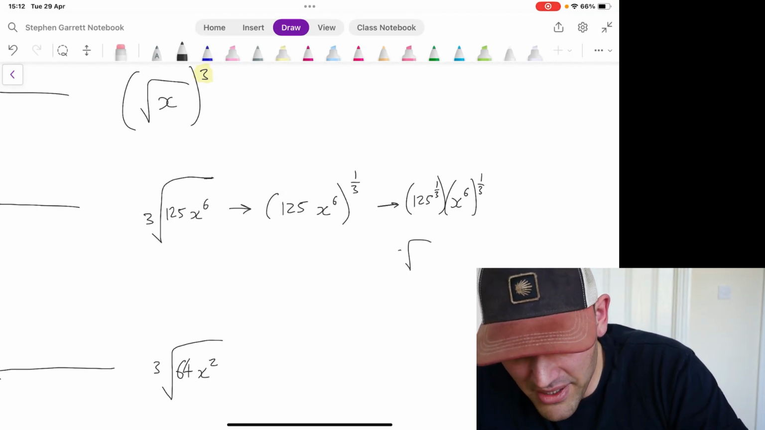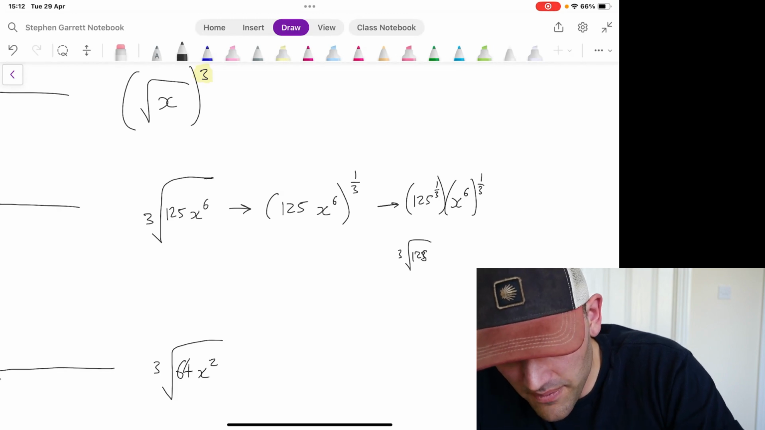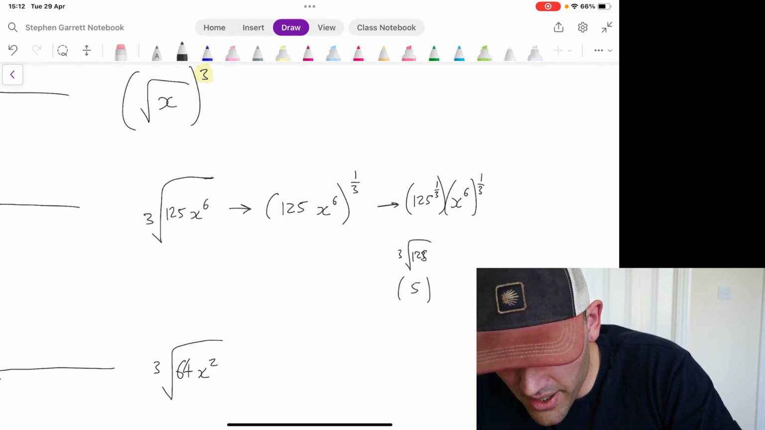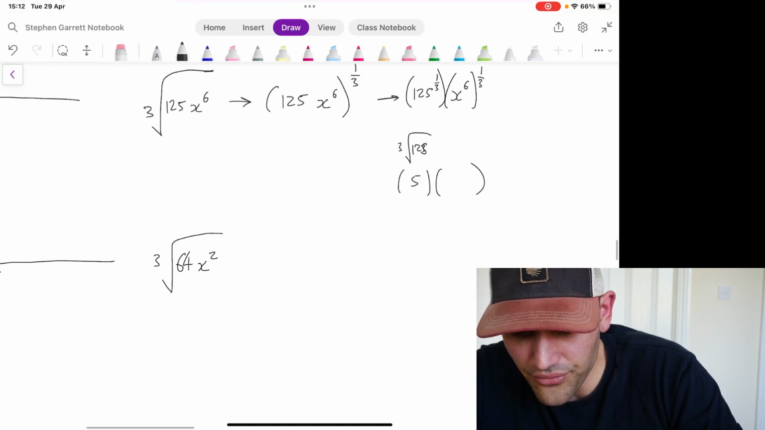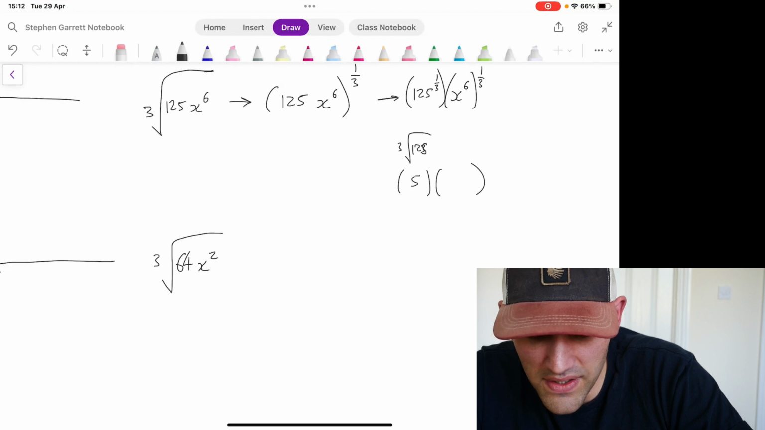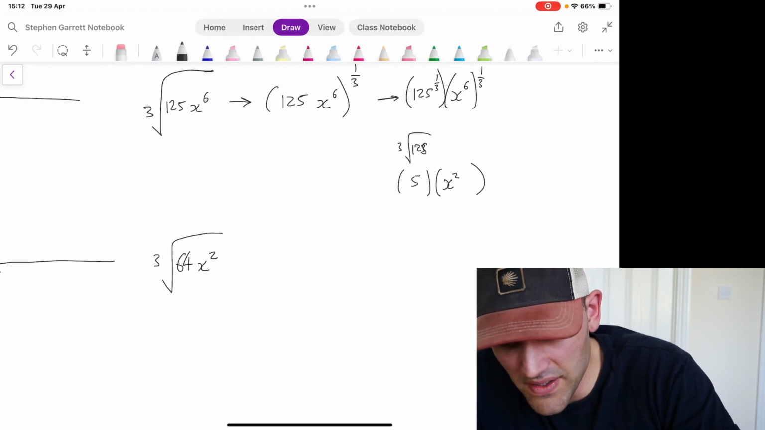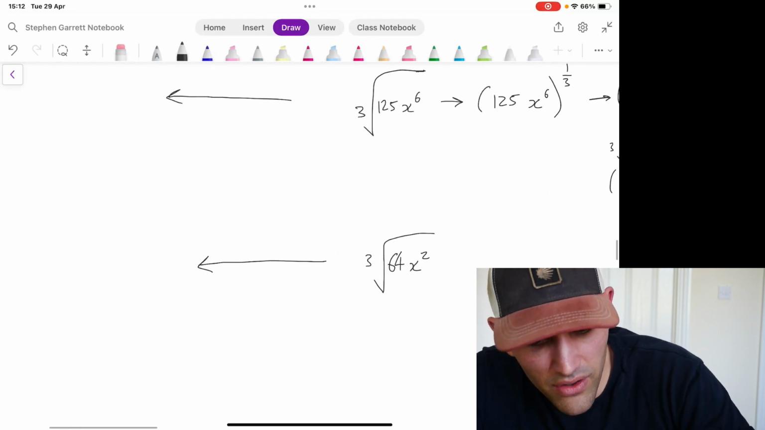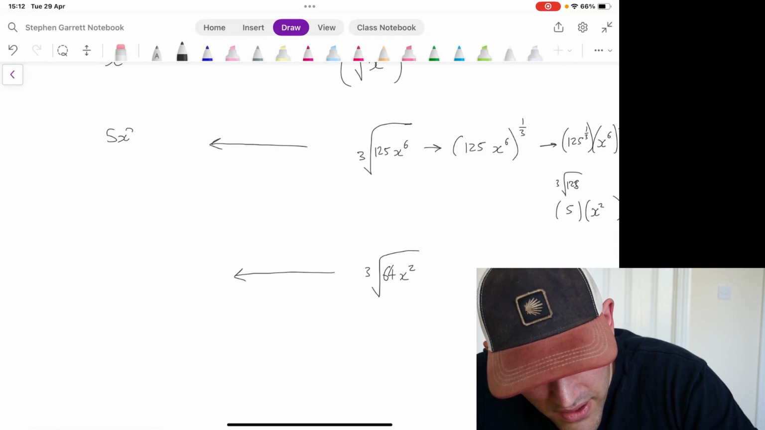So I'm actually going back to root form here, but I'm just saying the cube root of 125 is 5, so that's 5 there. And then we're going to multiply through here, so 6 times 1/3 is 6/3, which is x squared. So this over here is 5x squared.